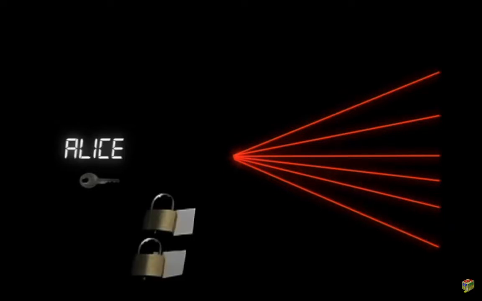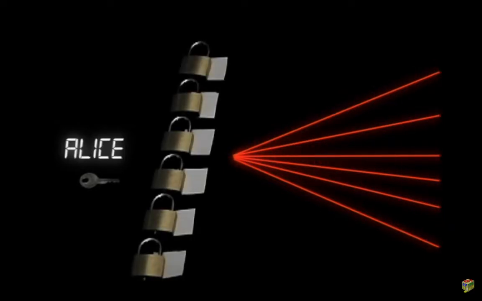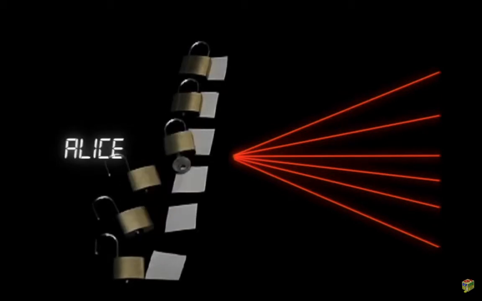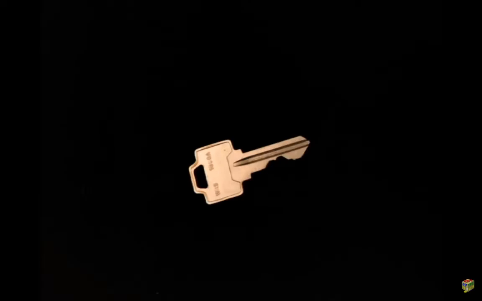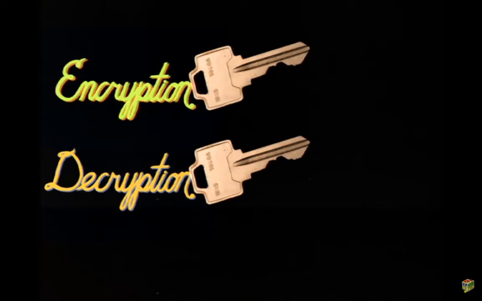This means she could publish the lock widely and let anyone in the world use it to send her a message. And she now only needs to keep track of a single key. Ellis never arrived at a mathematical solution, though he had an intuitive sense of how it should work. The idea is based on splitting a key into two parts, an encryption key and a decryption key. The decryption key performs the inverse or undo operation which was applied by the encryption key.